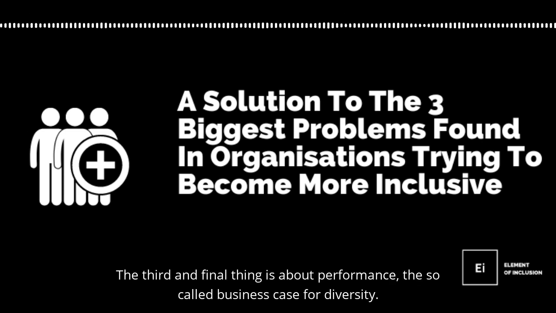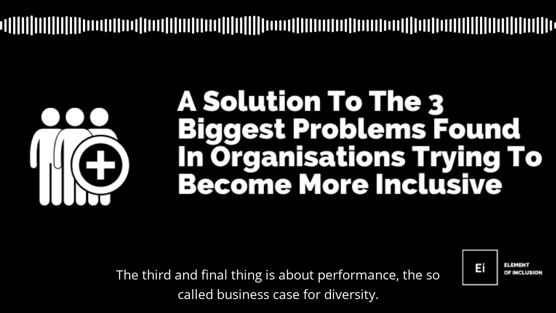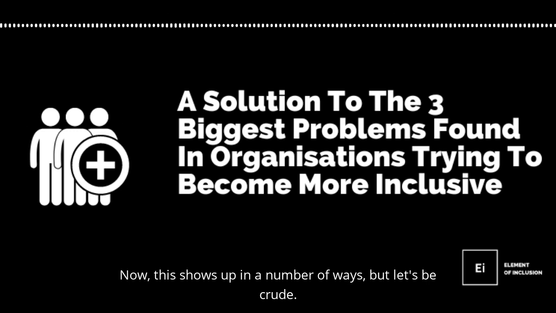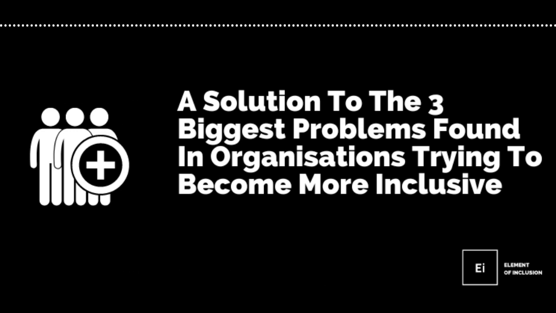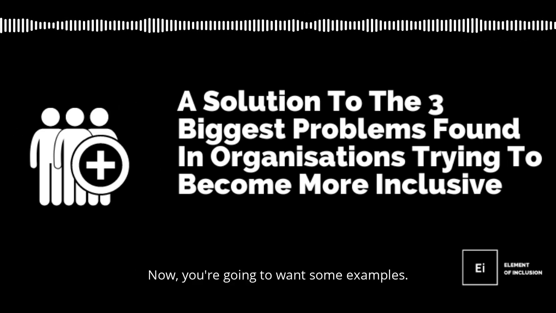The third and final thing is about performance, the so-called business case for diversity. Now, this shows up in a number of ways, but let's be crude. Let's talk about money. Employee resource groups can make you millions, and they can save you millions. Now, you're going to want some examples.